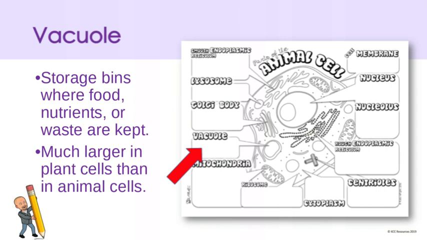Then we have the vacuole. The vacuole is a storage bin for food and nutrients or waste. The vacuole is much larger in plant cells. So if you look at your picture of a plant cell, the vacuole is much bigger than it is on an animal cell, but it is found in both. Their size is just different. Plants are going to have one central vacuole, and animals are going to have smaller ones, usually more than one. You'll see in pictures there'll be two or three smaller ones, where a plant's going to have one central vacuole.